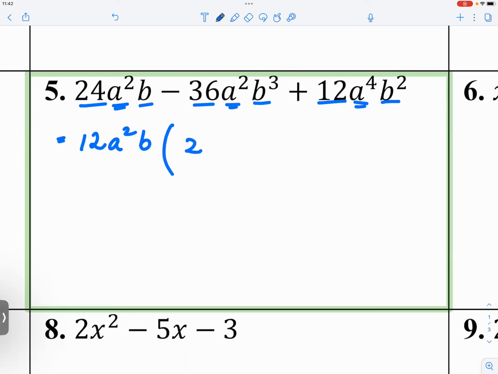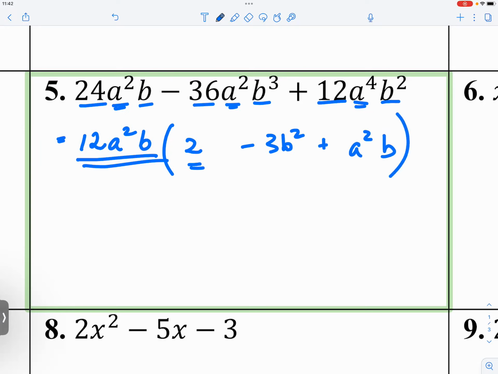So this first term would be 2, because 2 times this would give us exactly 24a squared times b. And then minus 3b squared. Same thought process: what multiplies 12a squared b would give you minus 36a squared b cubed. So that's how we got 3b squared. And then the next one, we will simply do a squared b.